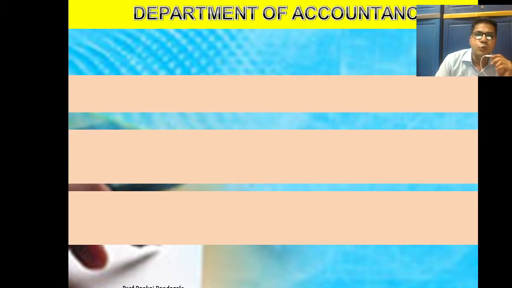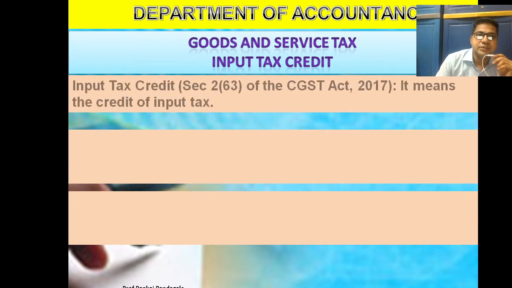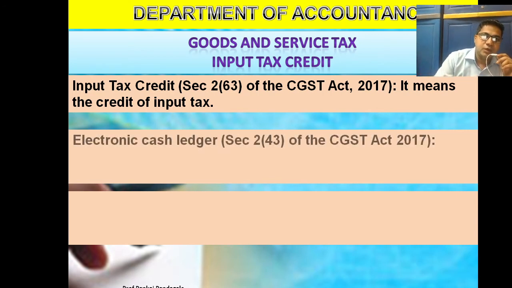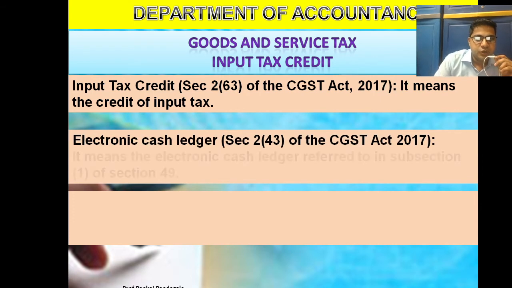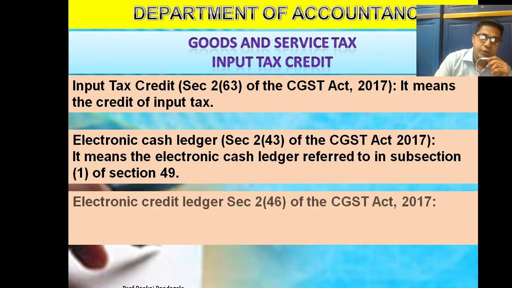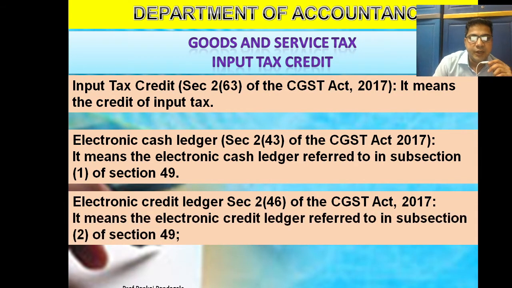Now some small concepts are there that we have to understand first. That is input tax credit. It means credit of input tax. Electronic cash ledger. It means the electronic cash ledger referred to in subsection 1 of section 49. Electronic credit ledger. It means the electronic credit ledger referred to in subsection 2 of section 49.